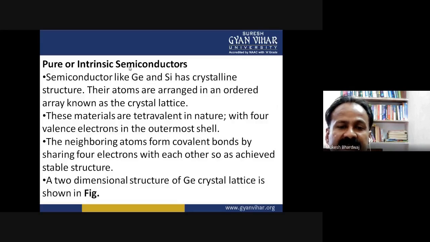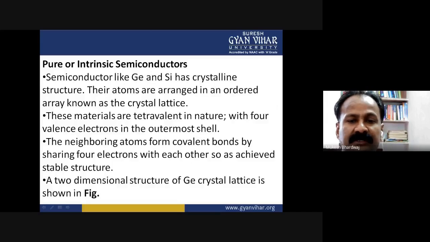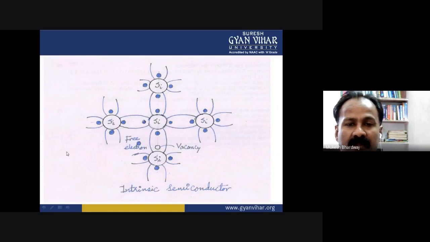The neighboring atoms form covalent bonds by sharing four electrons with each other, so as to achieve a stable structure. A two-dimensional structure of the germanium crystal lattice is shown in the figure. So I'll show the lattice structure of germanium. So this is the lattice structure of silicon. Just wait a minute.